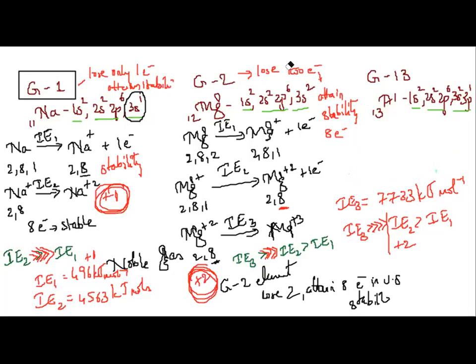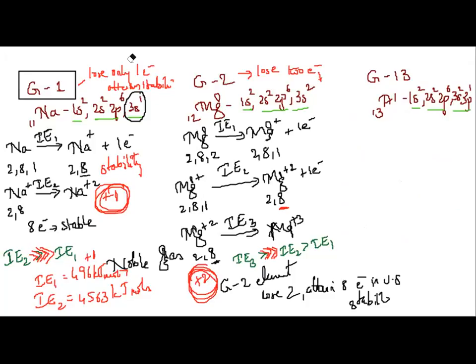Okay. So this is about the ionization energies of group 2 elements. Next, moving to the next one, let us consider elements of group 17. I'm sorry, elements of group 13. Okay, fine. So aluminium.